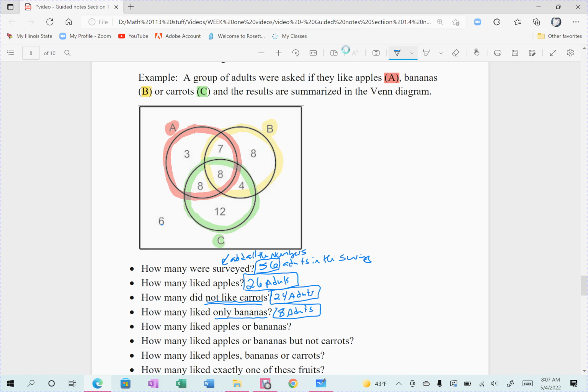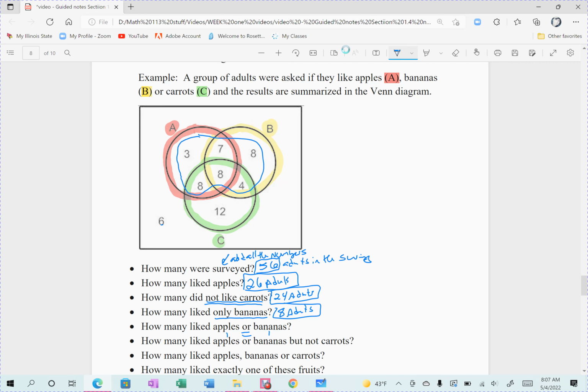All right, how many likes apples or bananas? Remember, or, when we talked about this earlier, or is all inclusive. So it's everybody who likes apples plus everybody who likes bananas. And just make sure you don't count anybody twice, right? So some of them might like bananas and apples, right? Some of them might like carrots. And so it's everybody in the red circle and everybody in the yellow circle. Couldn't think of the term. And you get to include the people where they share. All right, so it's everybody there. All right, everybody who likes apples, bananas, or they like both.